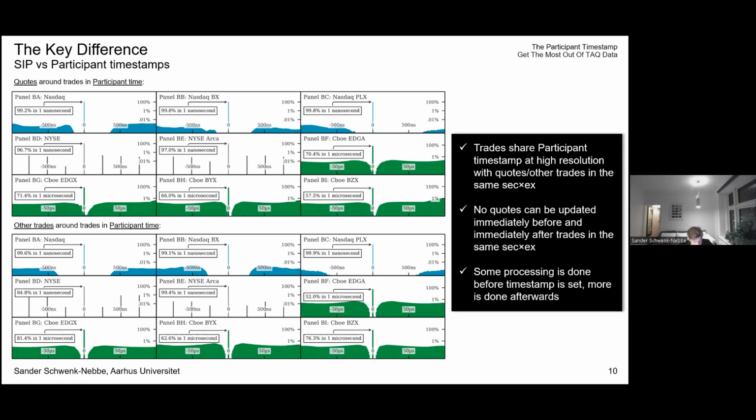We then look at the clock and assign the participant timestamp, and then we spend some more time on executing the order, and then the next order can be executed. Now, of course, this is not visible in other trades around trades because that is by definition symmetric. So before one trade is after another and vice versa. So let's look at the SIP time.